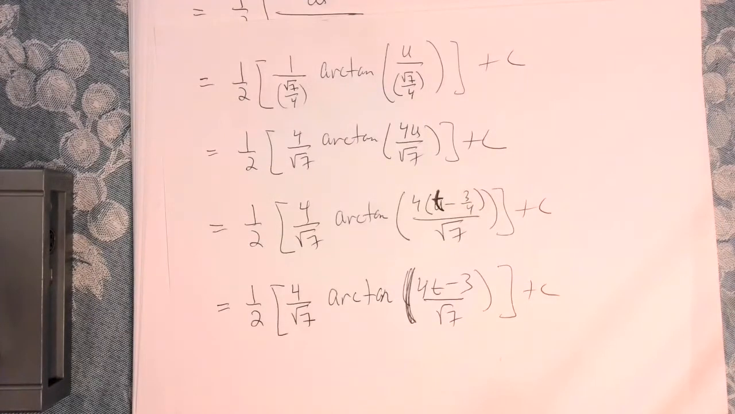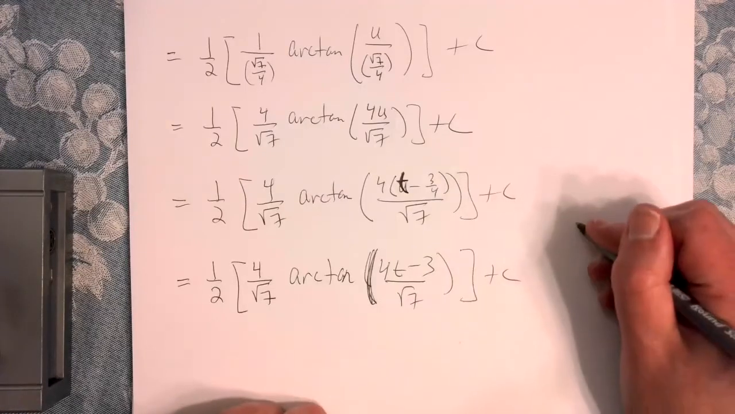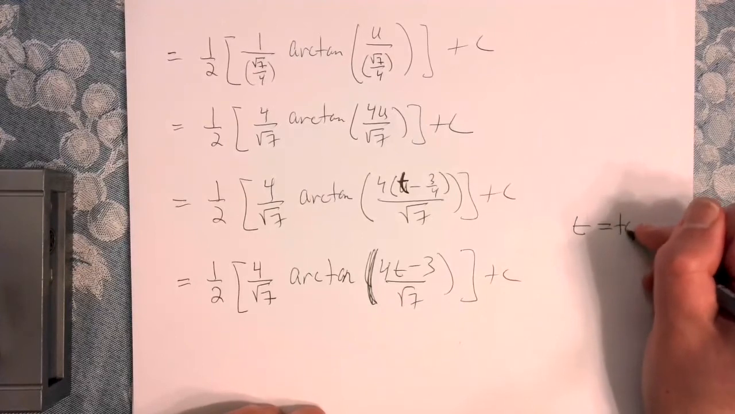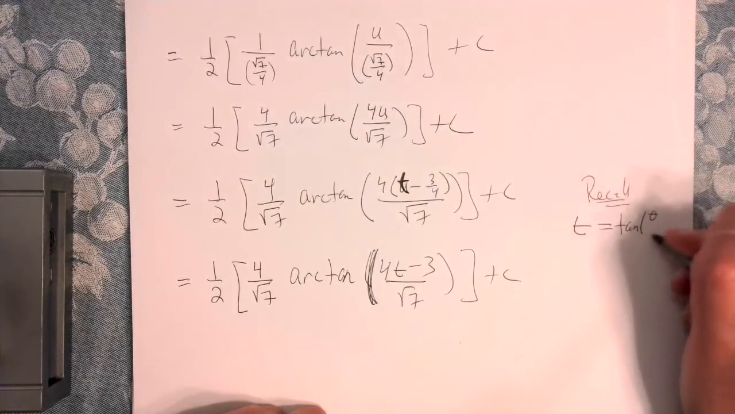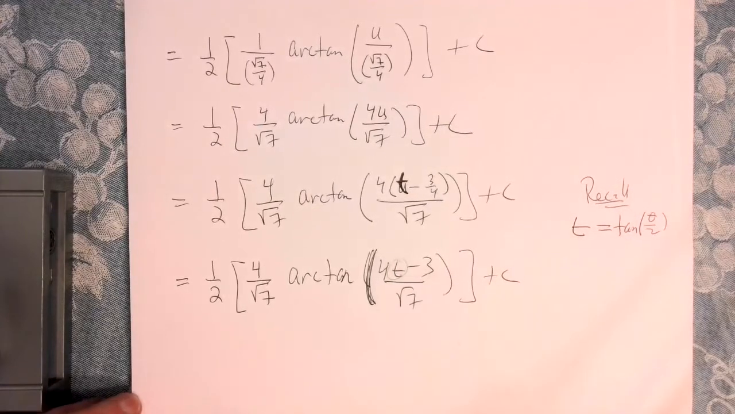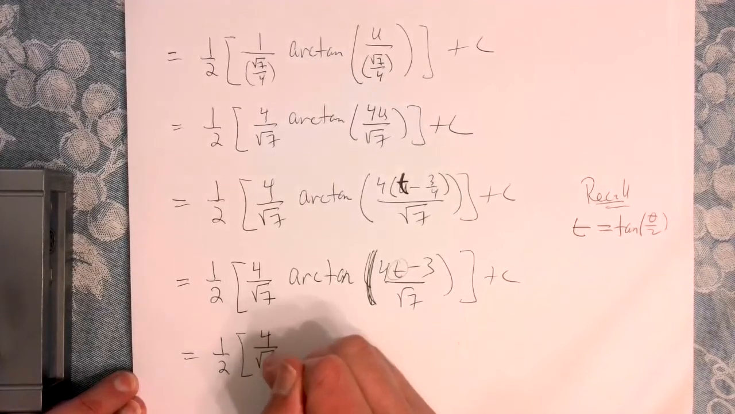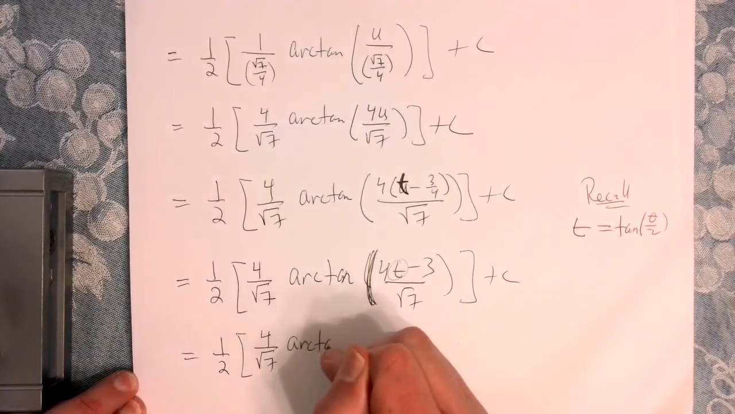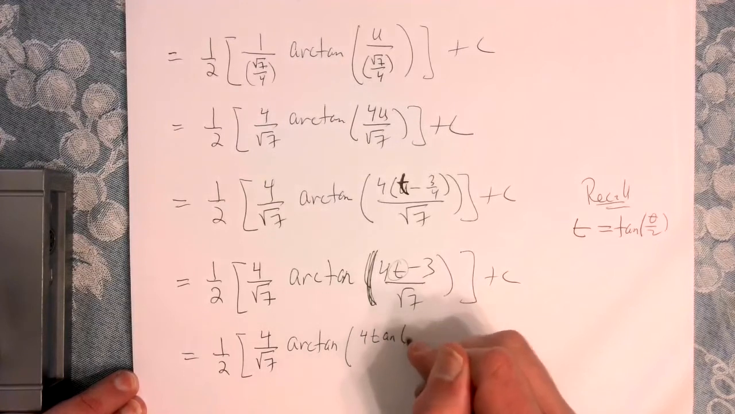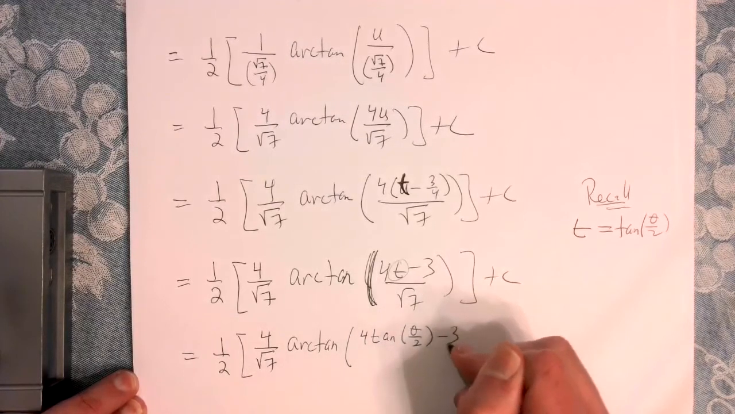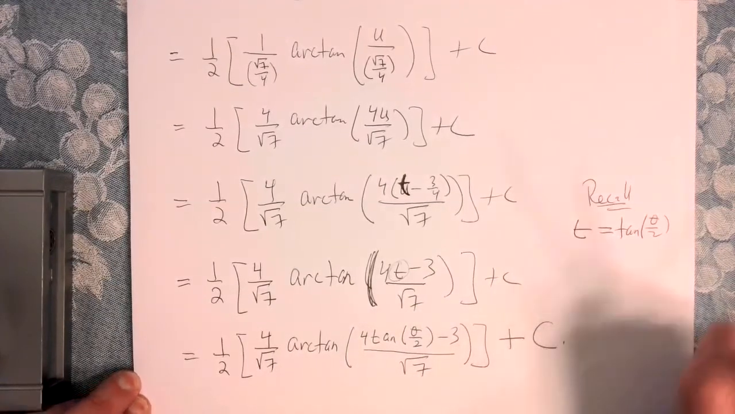And then our next goal is to, of course, plug in t. Okay, so of course we want to recall that t was equal to the tangent of theta over 2. Okay, so that's just going to go in for t there. So we've got 1/2 times 4 over radical 7 times the arctangent of 4 tangent of theta over 2 minus 3 over radical 7 plus c.